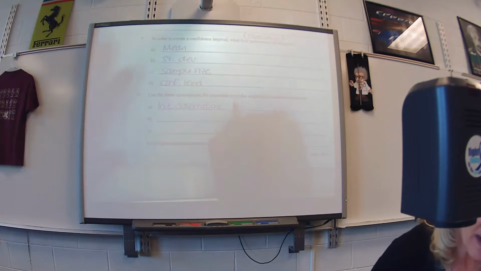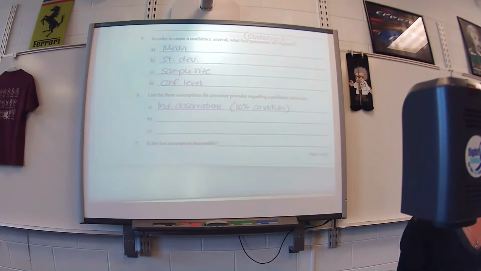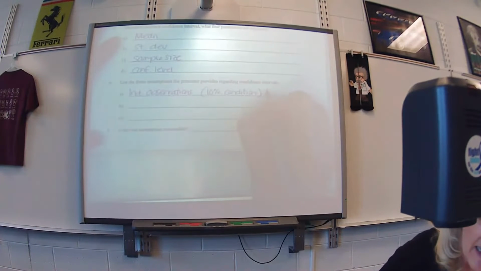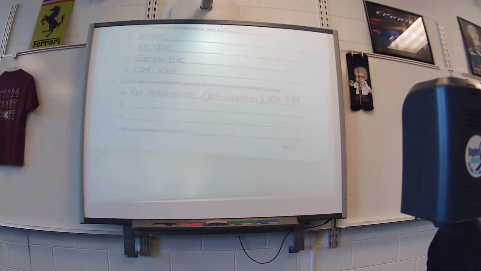I am also going to remind you at this point about your 10% condition. If it is possible to quantify this, you should. This is where you're going to say 10 times my n size. Is that less than or equal to my entire population size? You can say both if you want.